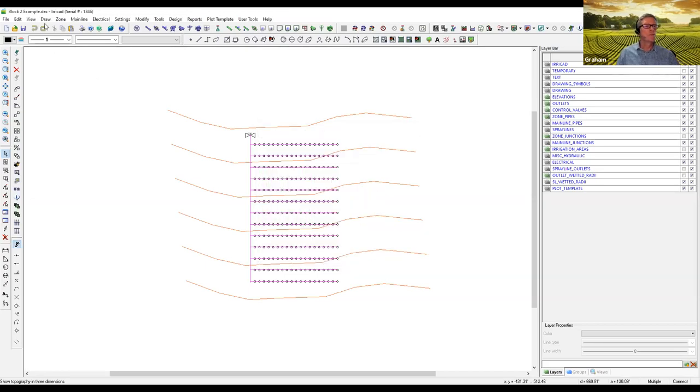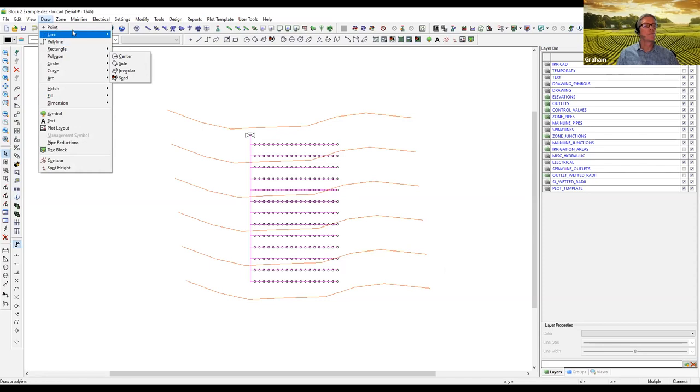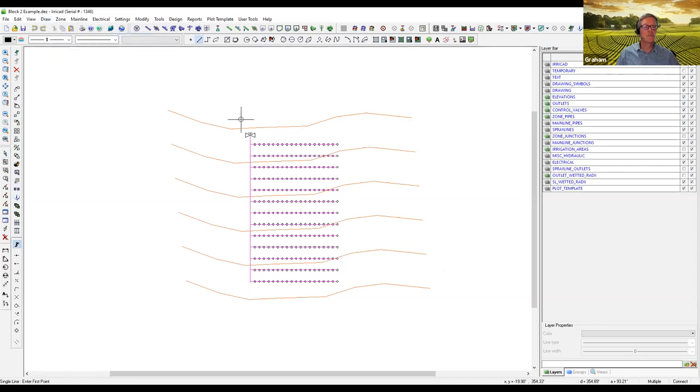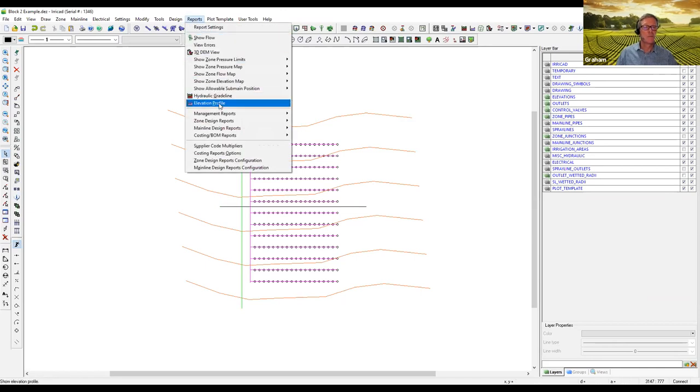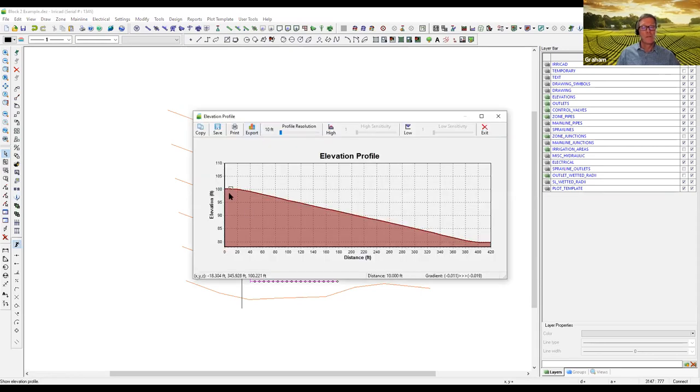There are some tools in IRRICAD to help you determine some of those things. I'll draw a line down here. And then a line across there, for example. If I select this line and go to elevation profile, we can see that that's the profile down that line. So that's what we're dealing with going down the submain.